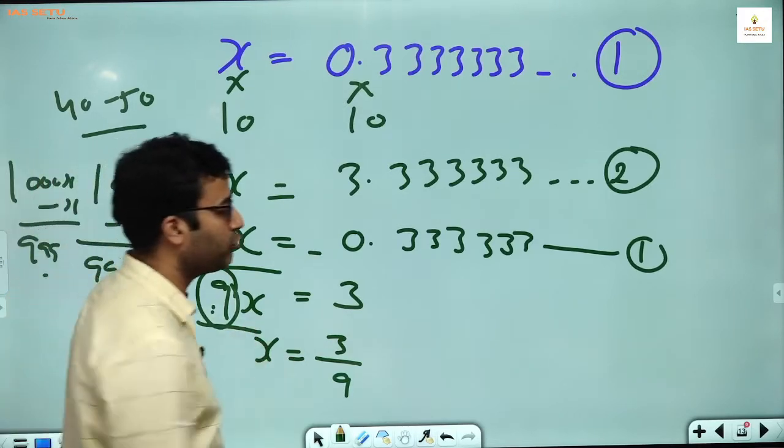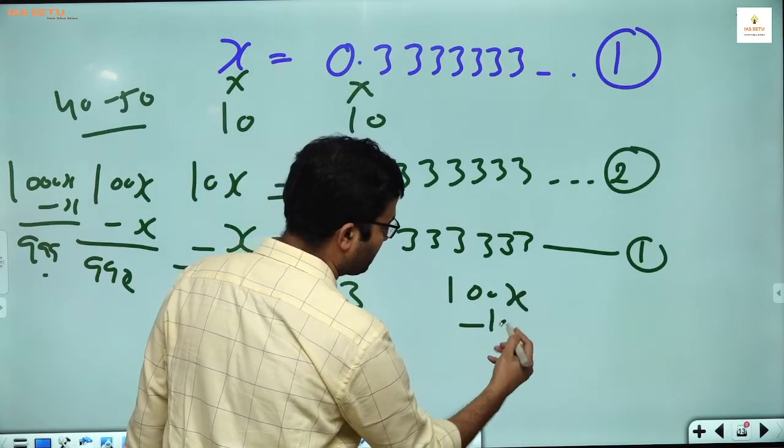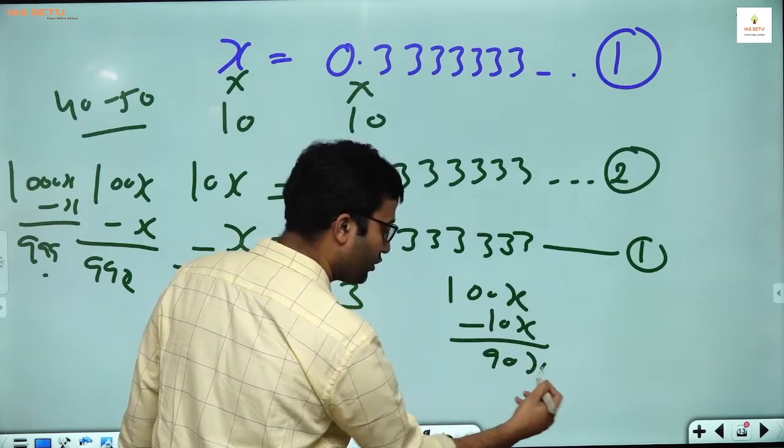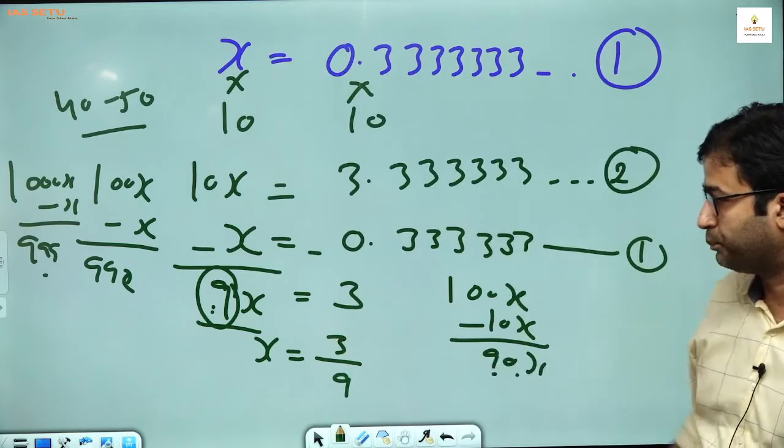And sometimes we have to do 100x minus, like here 10x. So we will get 90x. We will get 0 also, but वो बाद में बताऊंगा. But mainly, 9, first you focus.